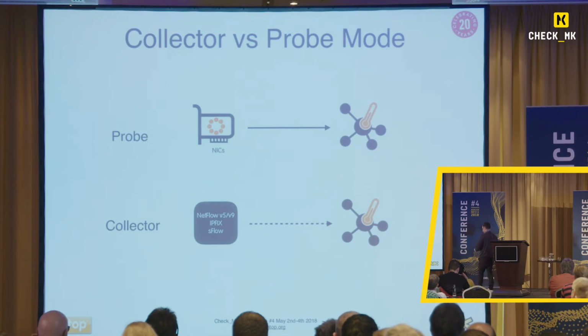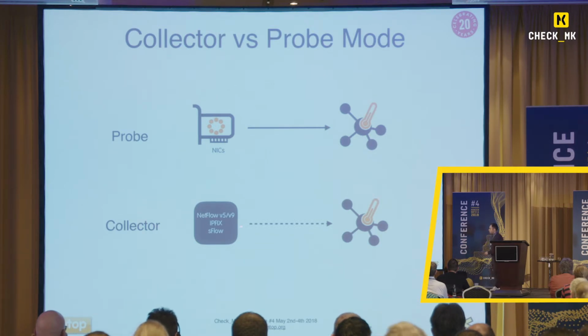So let's have a closer look at the two ways of operation of nprobe. As I said, regarding its input, it can work either as a collector or as a probe. When it works as a probe, then you have to connect and deliver physical traffic packets to nprobe. If you use nprobe as a collector, then you just have to instruct your routers to export NetFlow traffic towards nprobe.